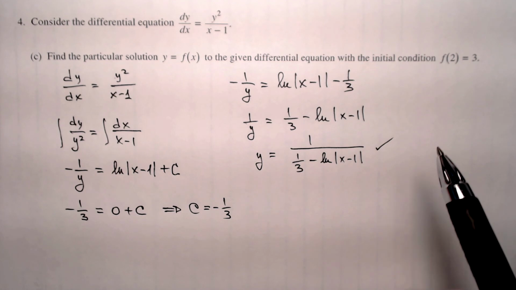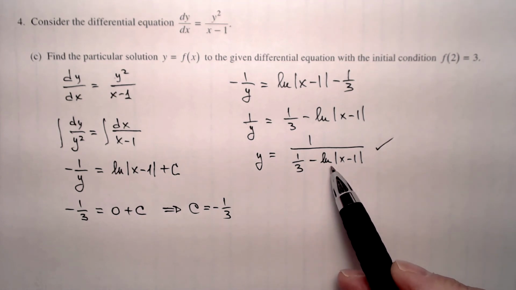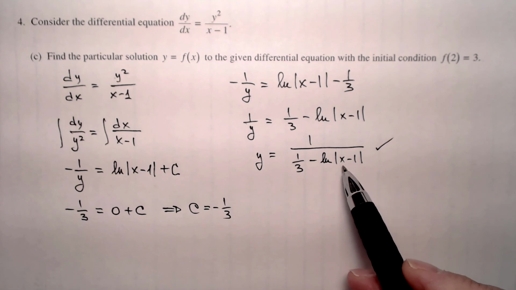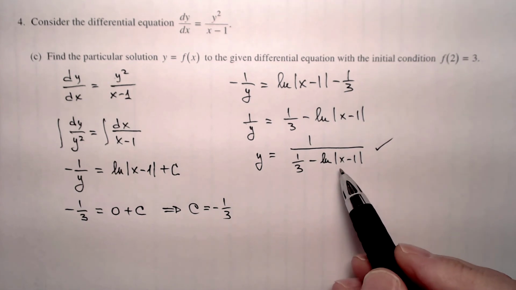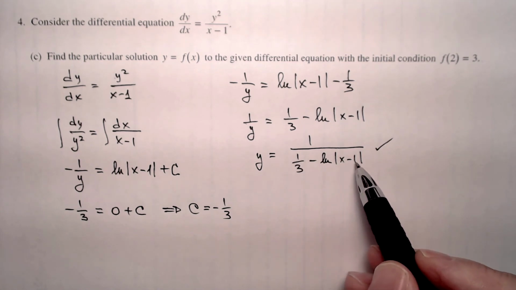And note that we need to make sure that the denominator is not equal to 0 and that ln is defined. So x is not equal to 1, and x is not such that 1/3 minus ln of absolute value of x minus 1 is equal to 0.